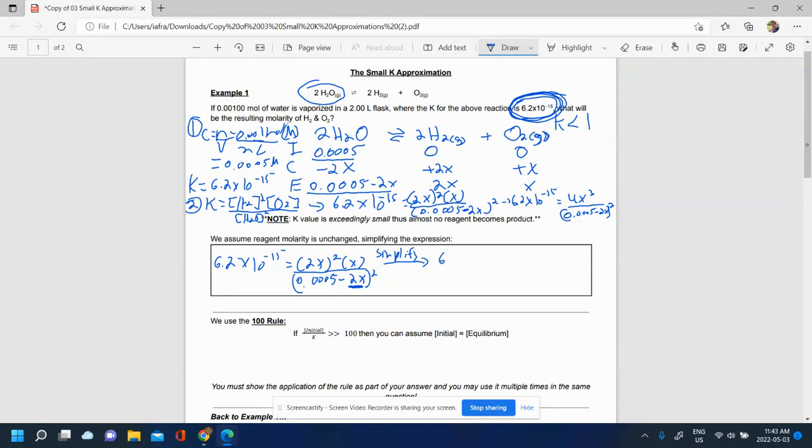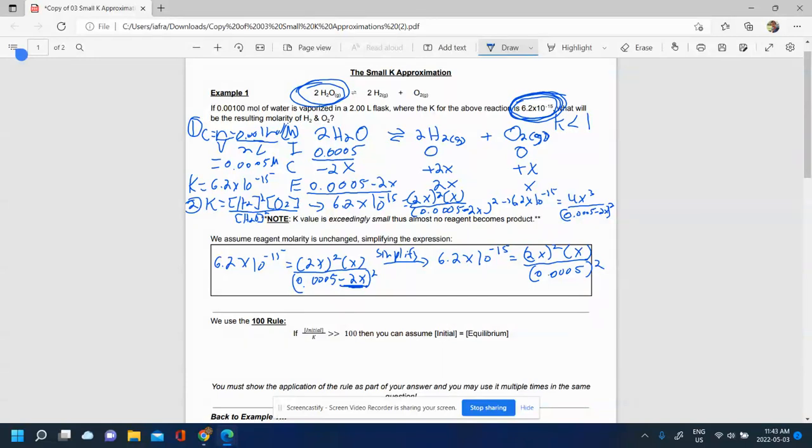So we could simplify it to this. 6.2 times 10 to the power of negative 15 is equal to 2x squared times x over 0.0005 squared. We just remove this because the K value is so small, the equilibrium lies to the left where the reactants are, so it's almost like you didn't lose any. There will be a difference, like I said, but so small we barely notice it. And we can make this simplification without it affecting our answers for the other equilibrium concentrations.